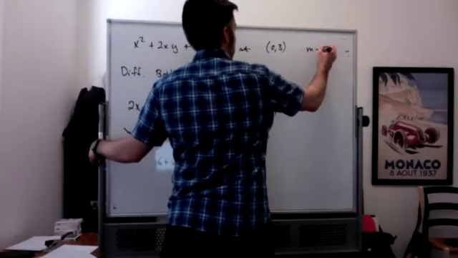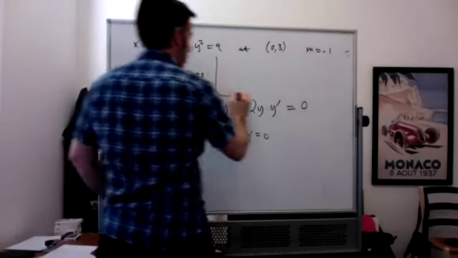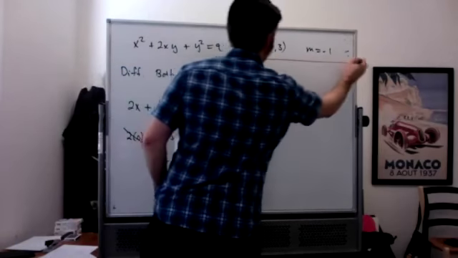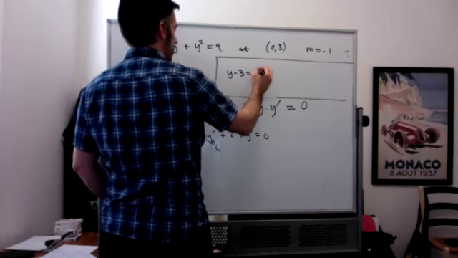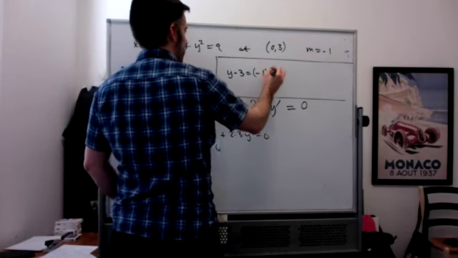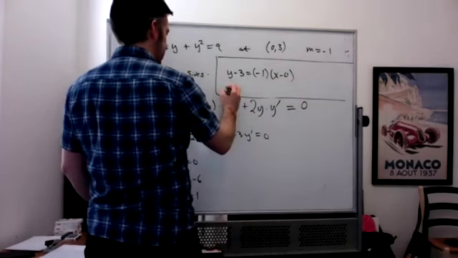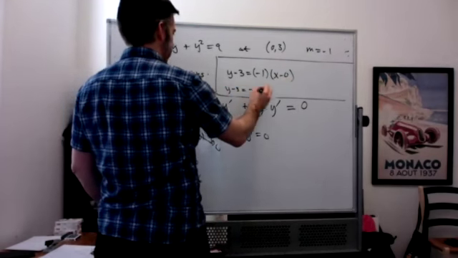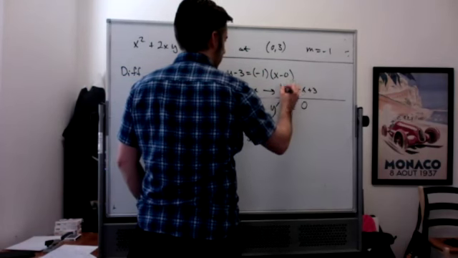And then we can use the point slope form to say that the equation of my line is y minus 3 equals the slope times x minus 0. I would probably simplify this. I'd probably write this as y minus 3 equals negative x, or y equals negative x plus 3.